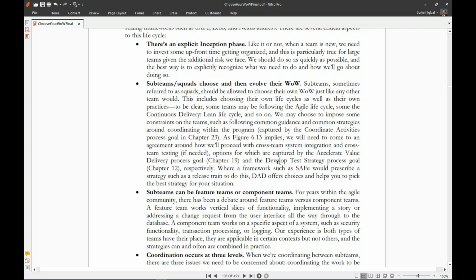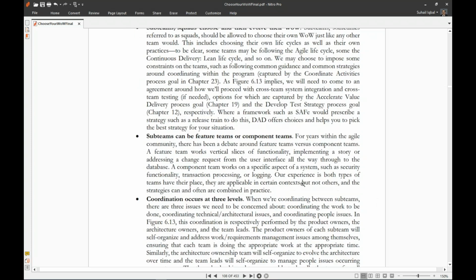As figure 6.13 implies, we will need to come to an agreement around how we will proceed with cross-team system integration and cross-team testing if needed, options for which are captured by the Accelerated Value Delivery process goal, chapter 19, and the Develop Test Strategy process goal, chapter 12, respectively. Where a framework such as SAFe would prescribe a strategy such as a release train to do this, DAD offers choices and helps you to pick the best strategy for your situation.